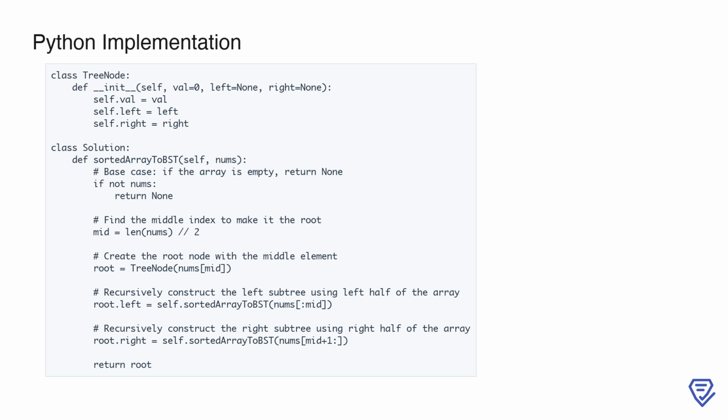This divide and conquer approach ensures that the tree is height balanced because the array is split into two halves at each step. The time complexity of the algorithm is O(n), where n is the number of elements in the array, as each element is processed once. The space complexity is O(log n), due to the recursive stack depth, which corresponds to the height of the tree.